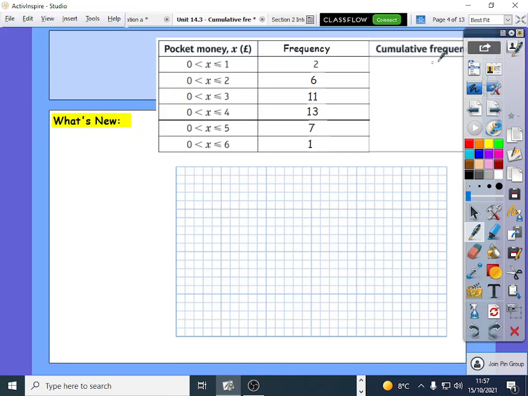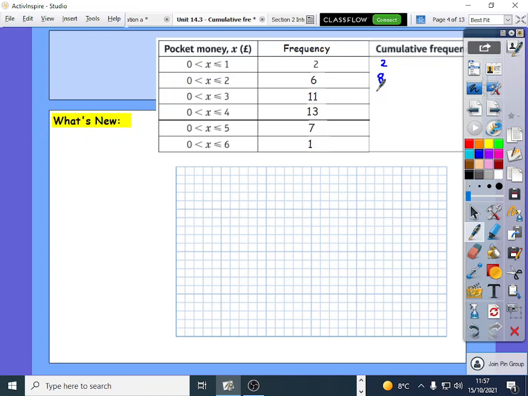So first of all, cumulative frequency. What does that mean? Cumulative frequency is a running total. So up here, we can fill this in and say, well, that is 2. 6 add the 2 is 8. So it's a running total as we're going through.